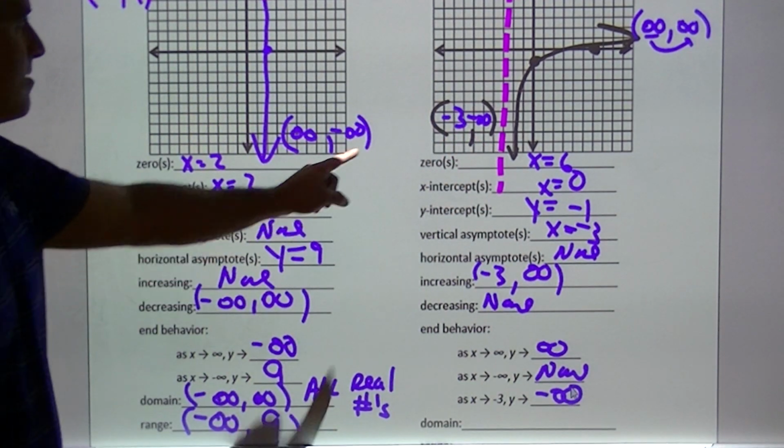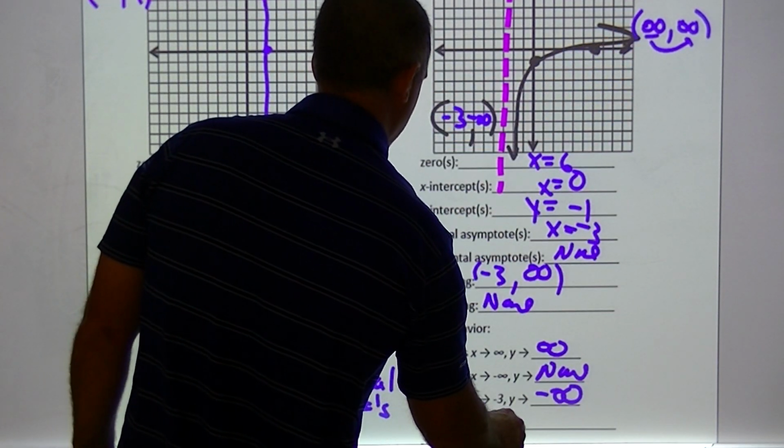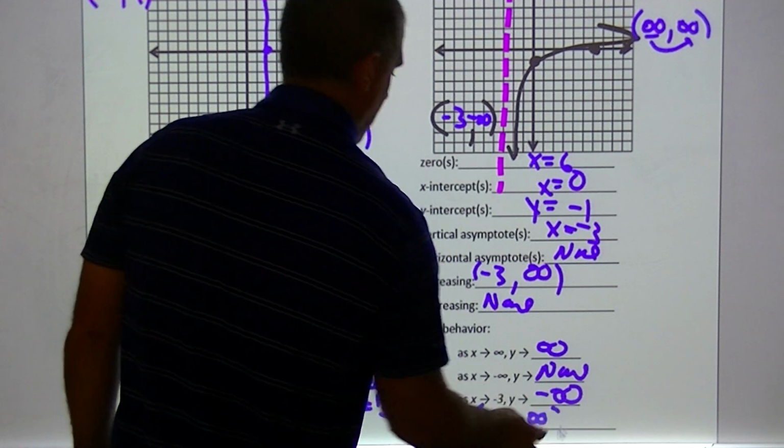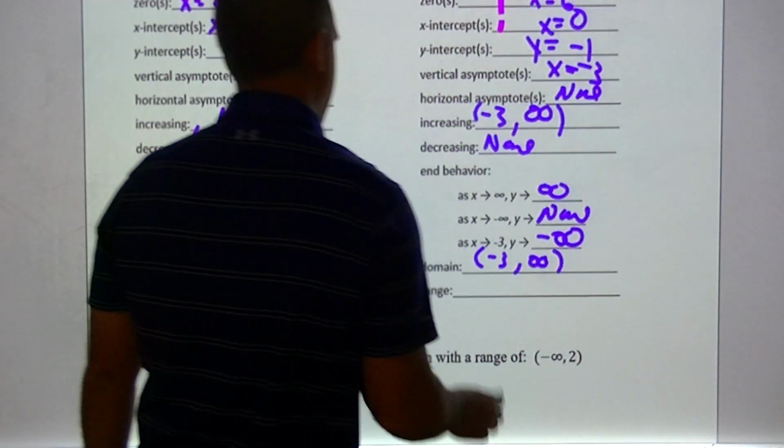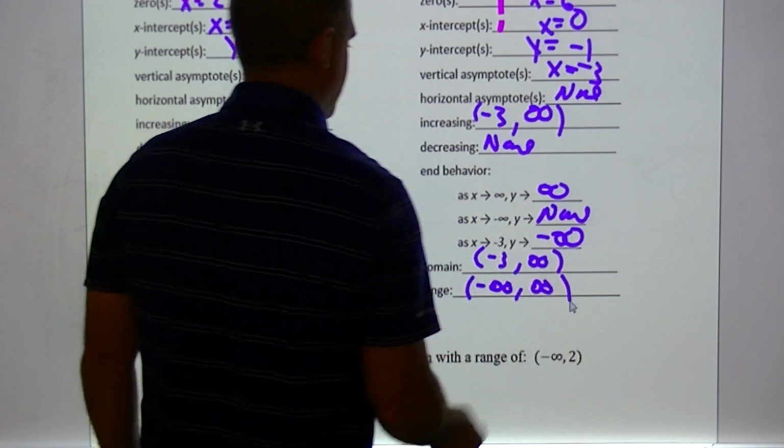Now, for my domain, my smallest x value is this, the biggest is this. Once again, since it comes at an asymptote, I can put a curved bracket for that. And my range, my smallest y was negative infinity, and my biggest was positive infinity.